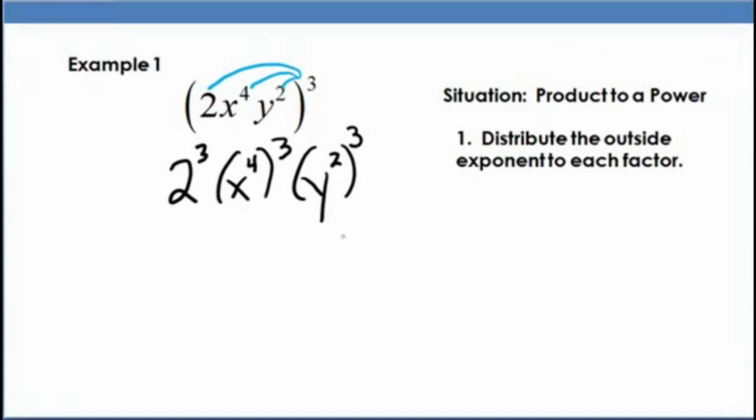And now we'll simplify each of these pieces. 2 to the 3rd will actually be 2 times 2 times 2, which gives us an 8. The next one, x to the 4th to the 3rd, actually kicks back into our last rule. We have a power to a power. Remember, keep the base and multiply. So that's going to give us x to the 12th. Same thing for the y's. Keep the base and multiply on the exponents.